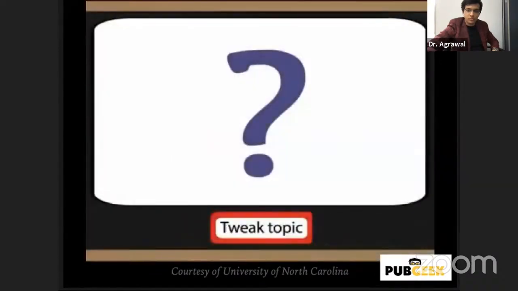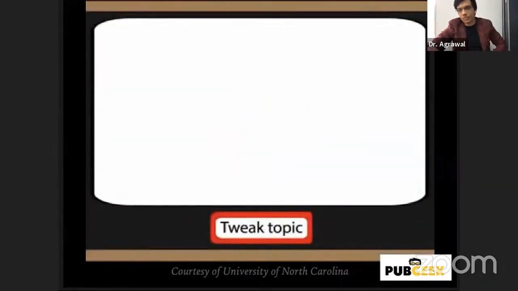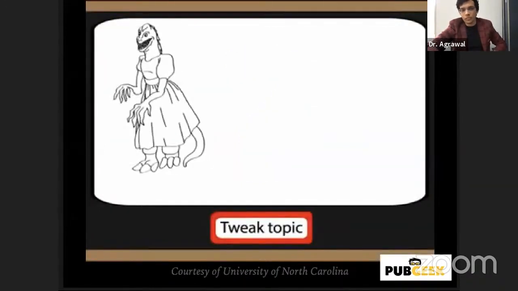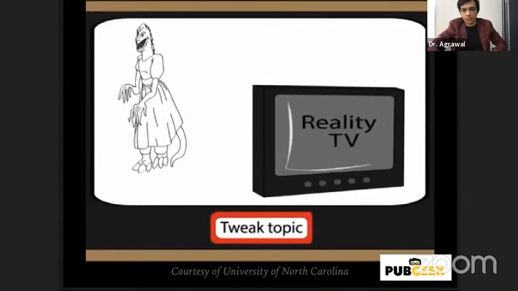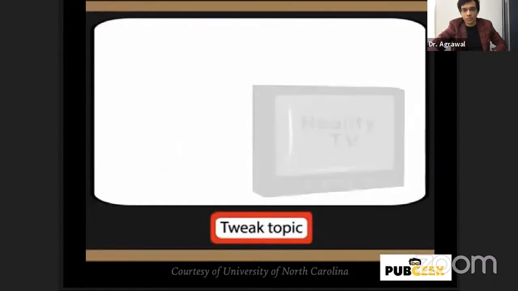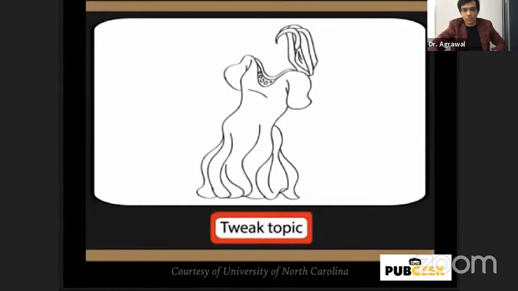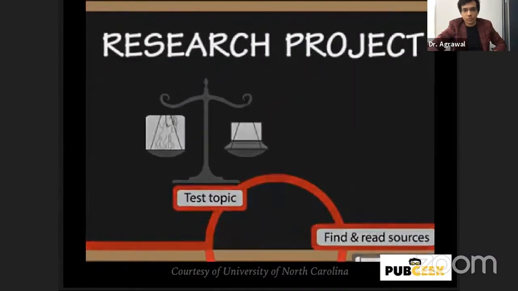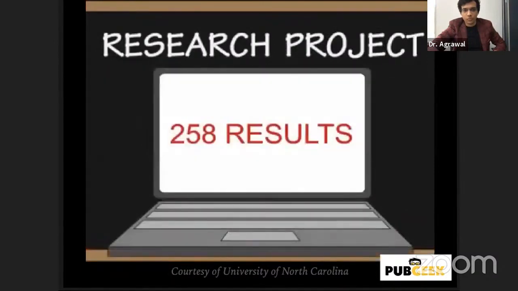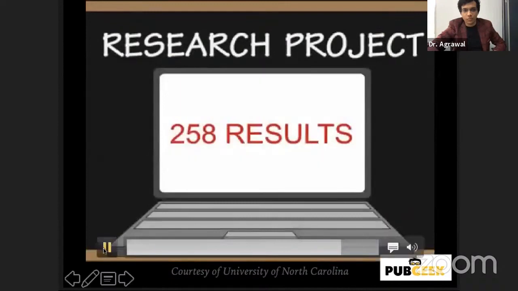Back at the drawing board, she wonders if there's a happy medium between Bridezillas, which is too narrow a topic, and reality TV, which is too broad. Since Bridezillas is just one of several reality TV shows about brides and weddings, perhaps there's more written about this subgenre. Testing this topic in some of the library's research databases yields a promising but not overwhelming number of results.